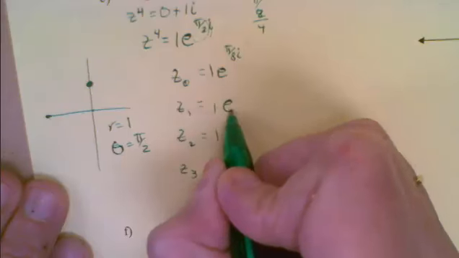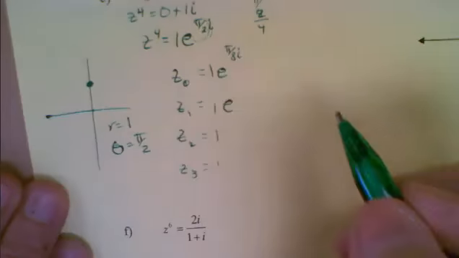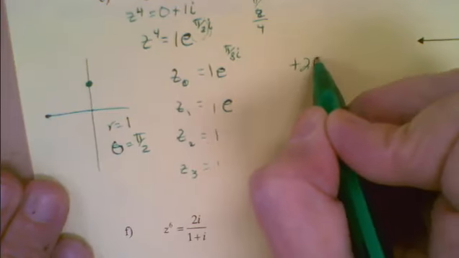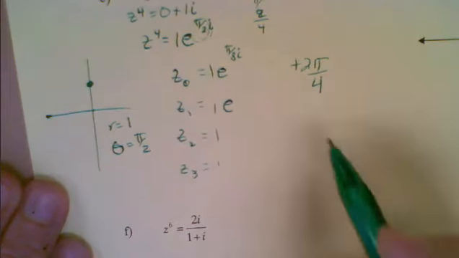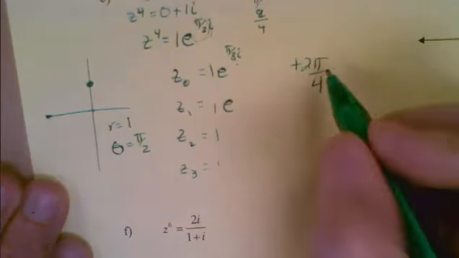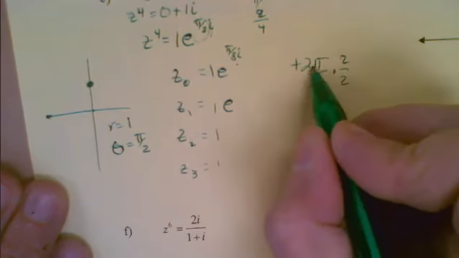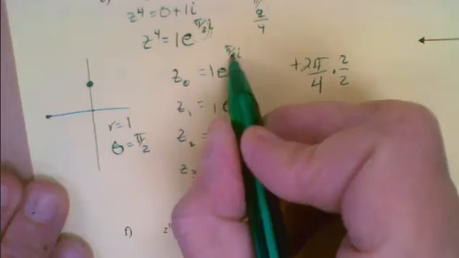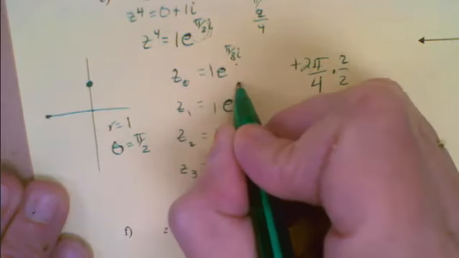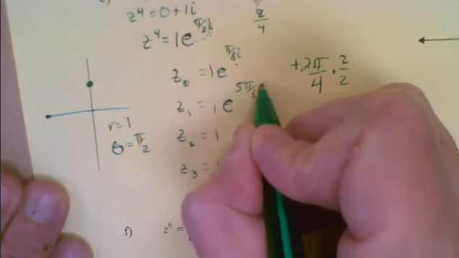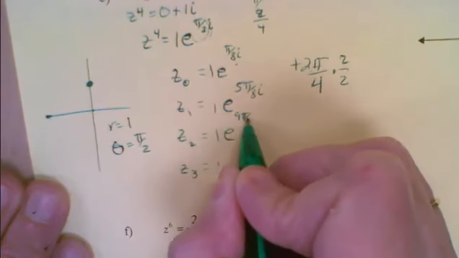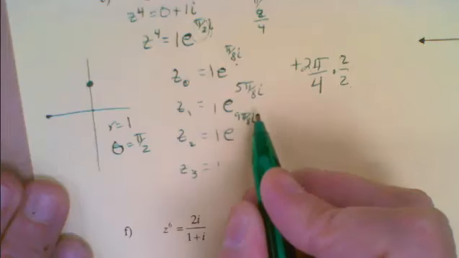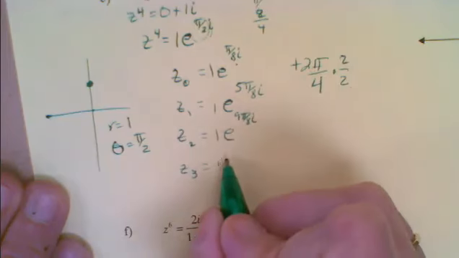And then I need to decide, what do I need to add to that each time? I need to add 2 pi over 4. I need 4 answers. And since I'm in 8s, I have to think about what would that be in 8s. It's going to be 4 pi over 8. So if I have pi over 8, add 4 pi over 8, I'm at 5 pi over 8. And then if I add another 4 pi over 8, I'm at 9 pi over 8. And add another 4 pi over 8, I'm at 13 pi over 8.